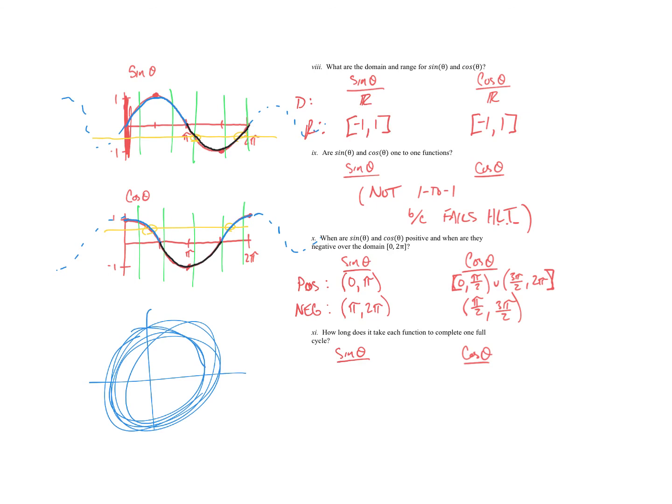And then finally, how long does it take each function to complete one full cycle? And this is what we're going to get into in our next lesson. Each of these completes a full cycle between 0 and 2 pi. Because remember, once we travel 2 pi radians around our unit circle, we're right back where we started. So whether we're plotting the position of the x-coordinates or the position of the y-coordinates, we're going to end up exactly where we started once we do one full rotation. So 2 pi. And that goes for both.